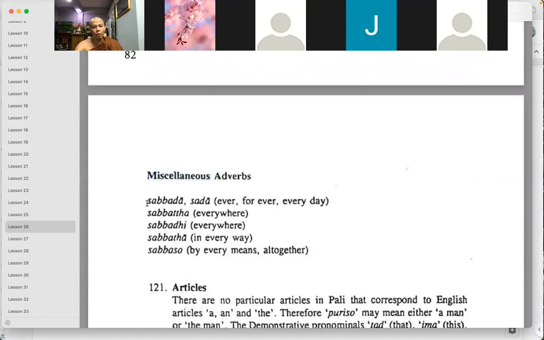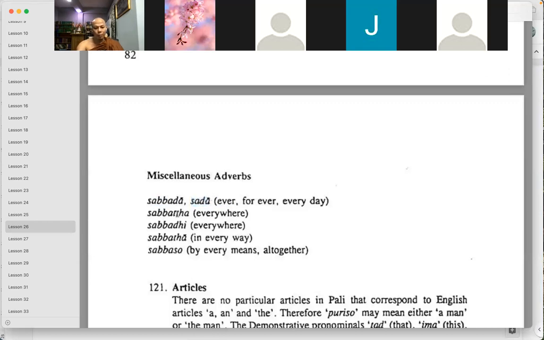Now miscellaneous adverbs. Sabba is a pronoun meaning all or every or whole. After that, da is a temporal suffix to denote time, like yadami, when, and tadami, then. So after sabba we have sabbadami, every day, forever, all the time. Also sabba, this ba is contracted as sa, so sada is also ever or all the time.